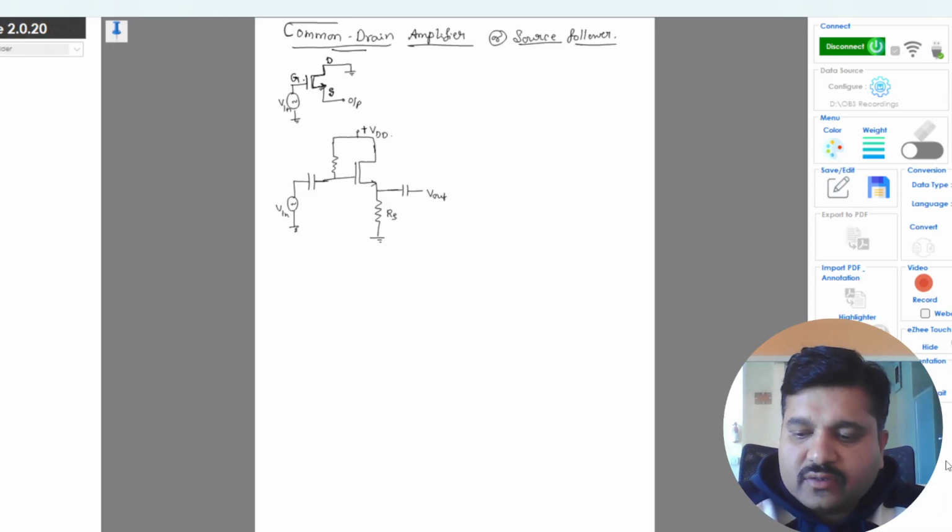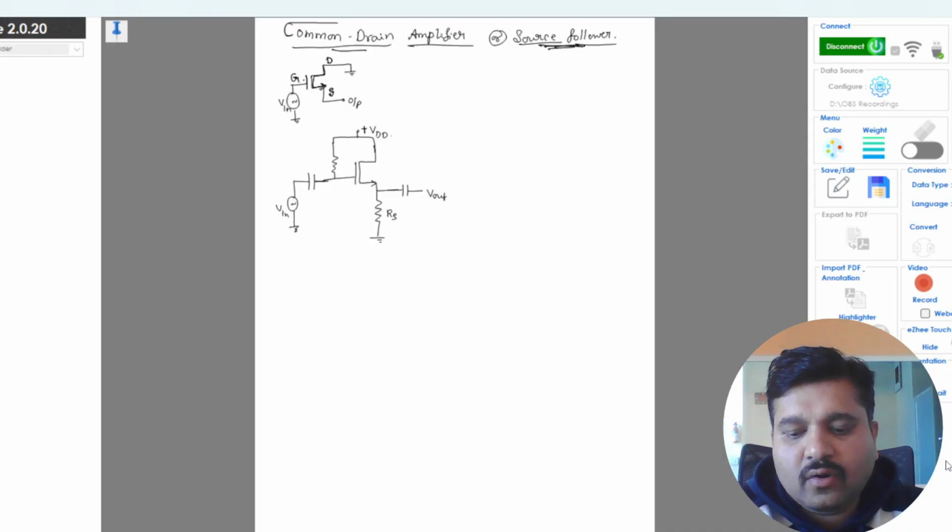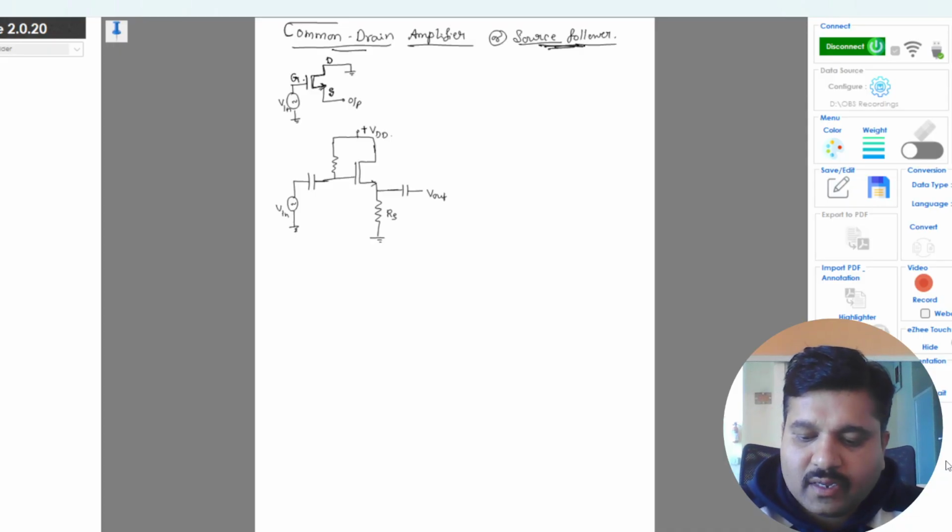It is also called a source follower because the gain of the common drain amplifier is almost equal to 1, or practically it will be less than 1. Since the gain is equal to 1, the output we are taking at the source is following the input given at the gate terminal, hence the name source follower. So this is the common drain configuration.